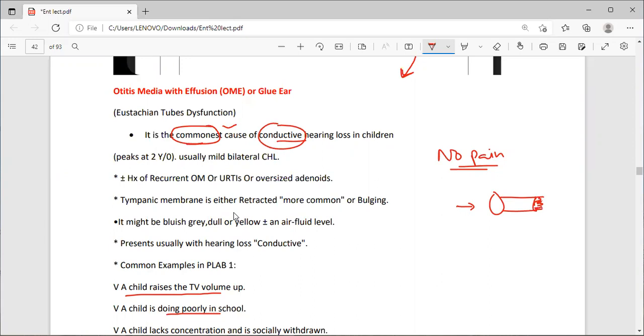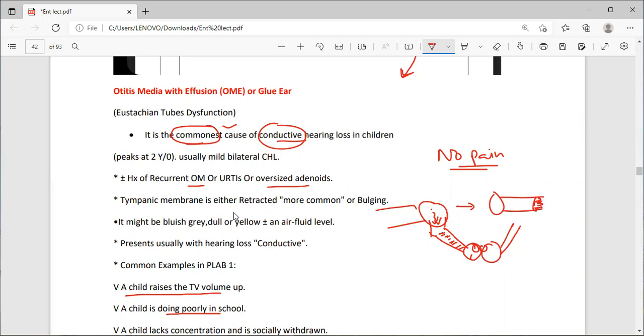Now, there is a positive or negative history of recurrent otitis media or upper respiratory tract infection or adenitis. What happens is their adenoids may be enlarged, okay. So when the adenoids are getting enlarged, this is the middle ear, this is the external ear, they can clog up the eustachian tube. When the eustachian tube is blocked, the secretions cannot get out of the middle ear, okay. So these are oversized adenoids, or they are having recurrent upper respiratory tract infections.